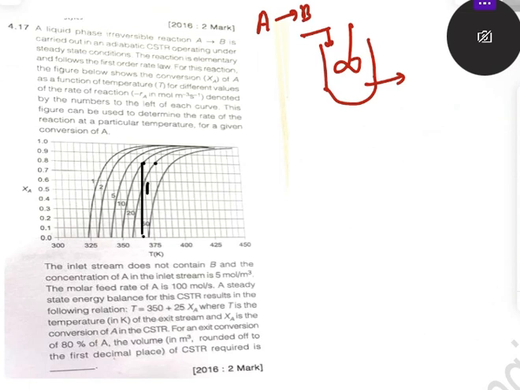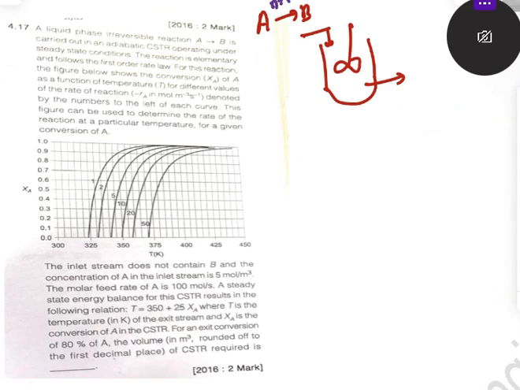The reaction is elementary and follows the first order rate law, so n is equal to 1. Obviously, it is an elementary reaction. For the reaction, as a function of temperature T, different values of the rate of reaction, minus r, are given to you, and a graph is given. Is that clear? From this plot, you can see that the graph is between X versus temperature, and this temperature is the temperature at the exit of the reactor. You are supposed to calculate the volume of reactor required when conversion is 80%, right?